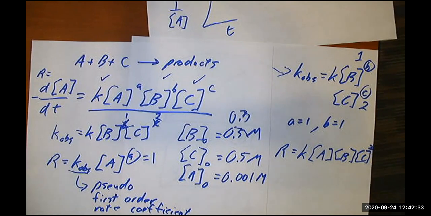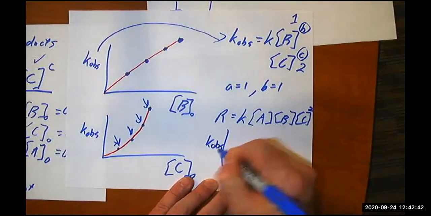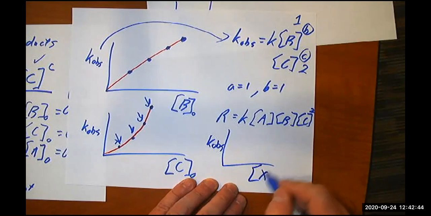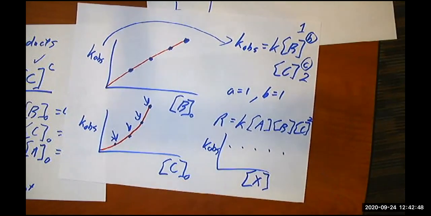Horizontal K observed versus time would indicate 0 order. Yes, that is correct. So if the K observed versus concentration of some species did not change with the concentration of that species, then yes, that would be 0th order in that particular species.